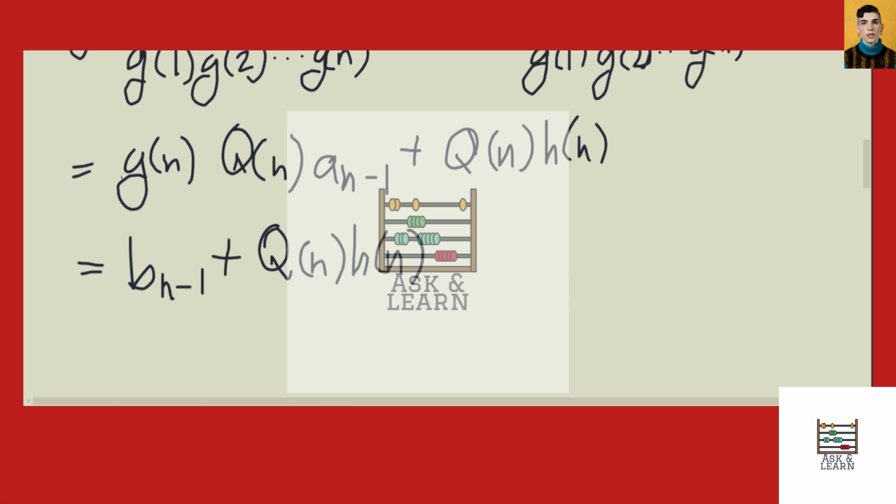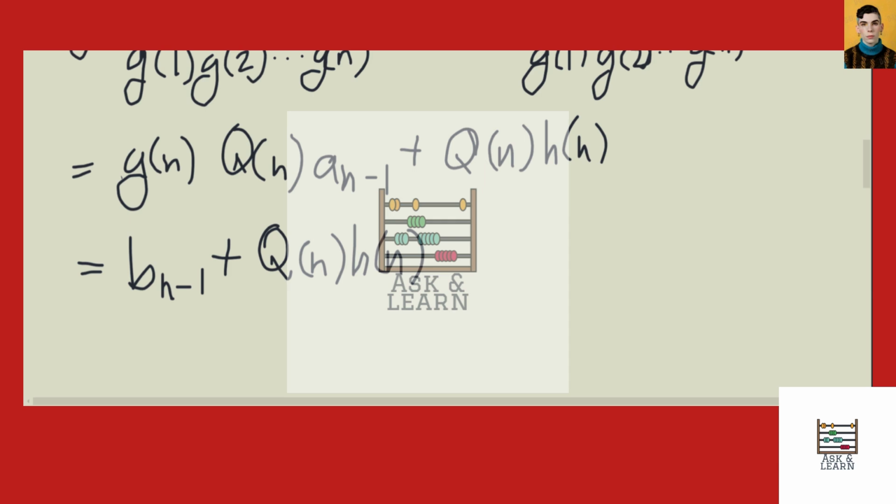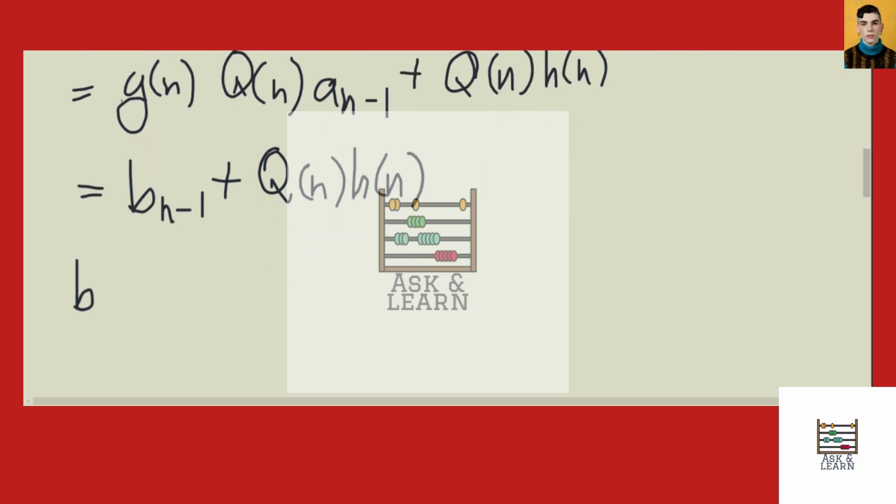And in part B, we're asked to use the previous part to solve the original recurrence relation. So from part A, we determined that Bn is equal to Bn minus 1 plus Q of n times H of n.